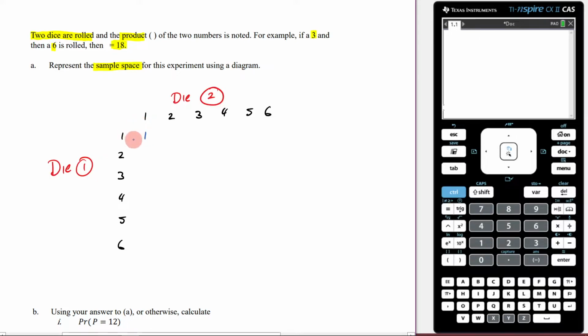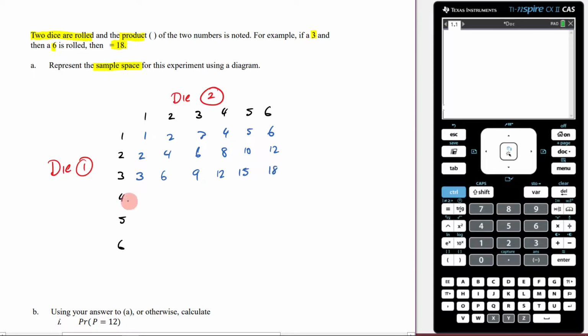1 times 1 is 1. 1 times 2 is 2. 3, 4, 5, 6. 2 times 1 is 2. 2 times 2 is 4. 2 times 3 is 6. Sorry, that's a 3. 2, 4, 6, 8, 10, 12. 3 times 1 is 3. 3 times 2 is 6. 3, 6, 9, 12, 15, 18.